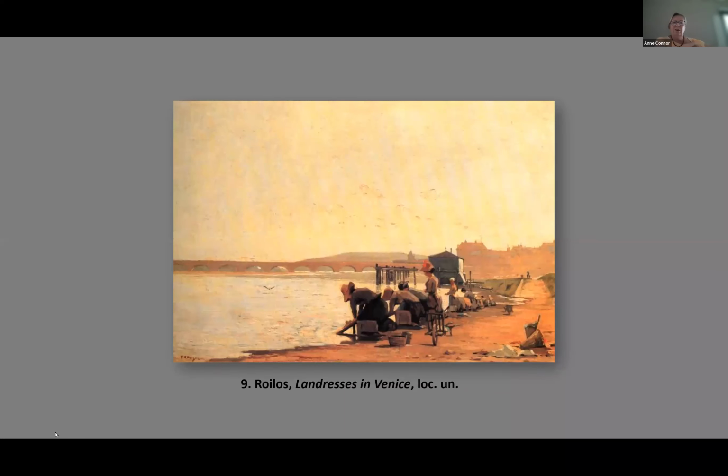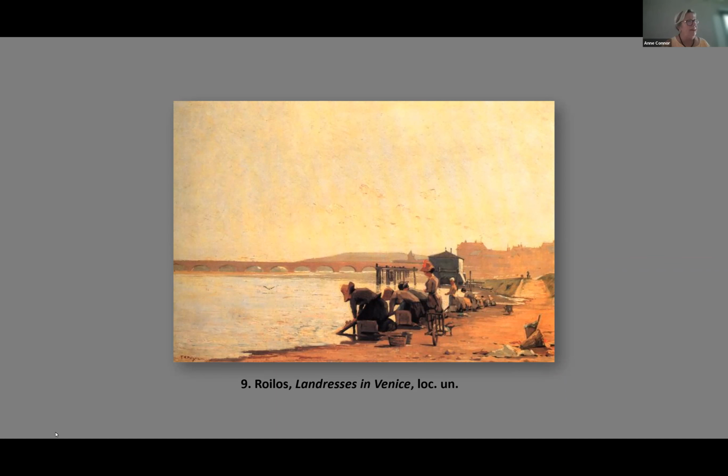And here, laundresses in Venice. So that again shows quite a realistic subject, showing the hard workers along the lagoon in Venice.